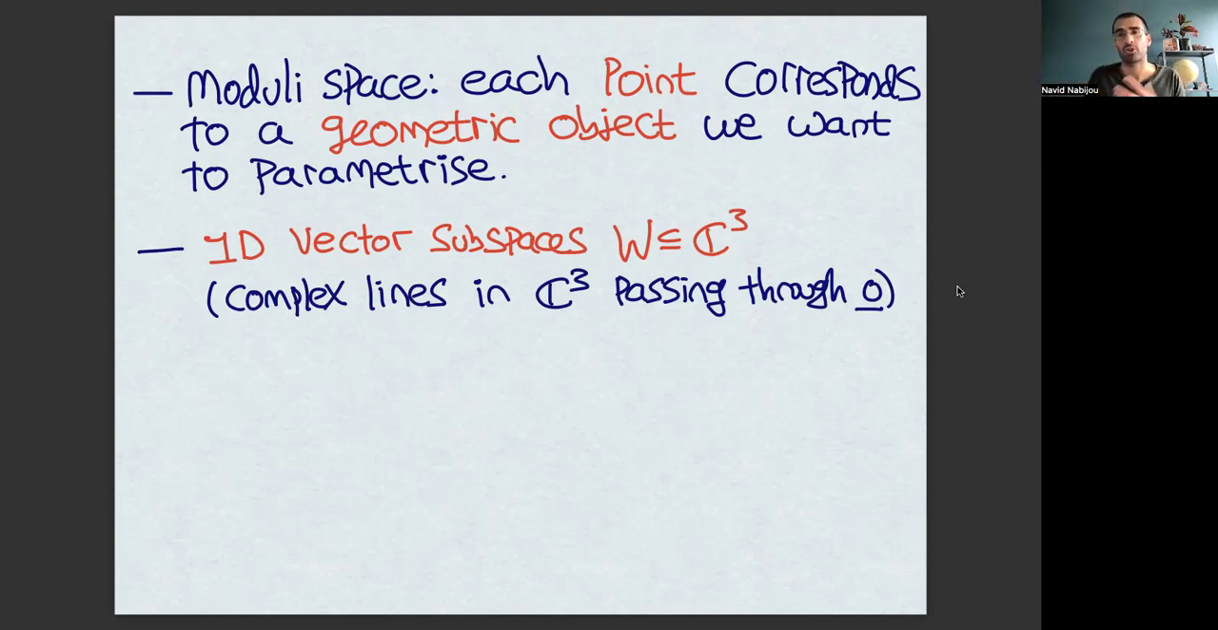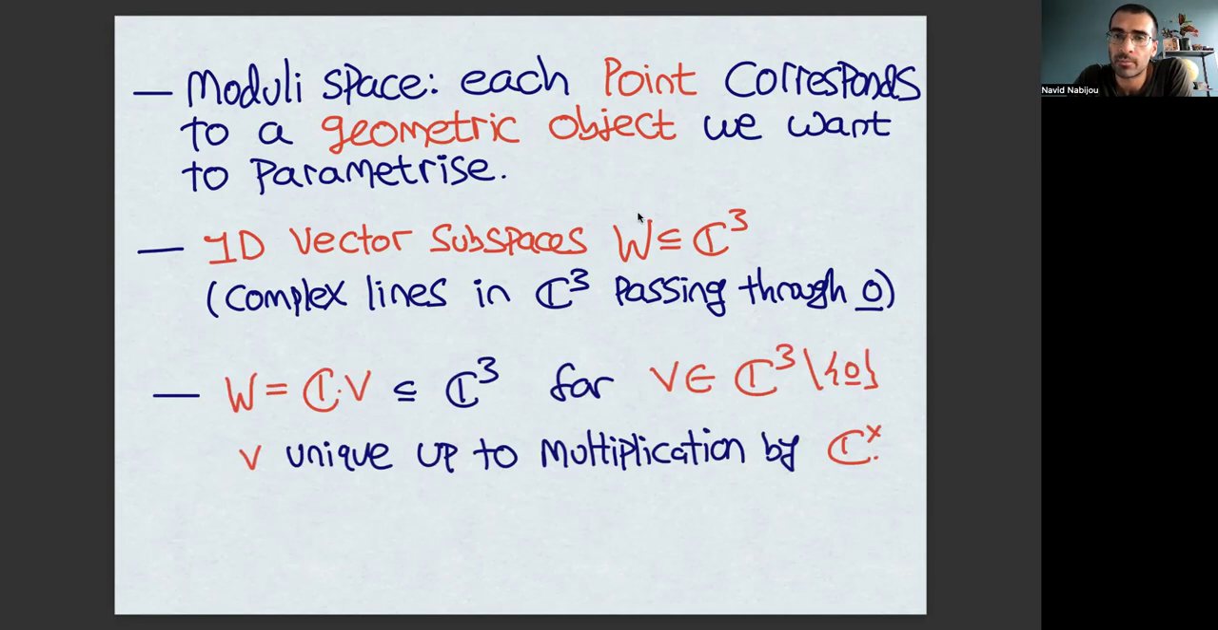And what I want to do is parameterize those. I want to find some space whose points correspond to those one-dimensional subspaces. In order to do that, I have to think about the information that I'm recording here. What information do I have to give you one of these subspaces? Well, every one-dimensional subspace can be written as being generated by a single vector, V, right? And that vector can be any element of C3 except for the zero element, because if I take the zero element, I won't get a one-dimensional subspace, I'll get a zero-dimensional subspace. But other than that, any non-zero element is fine. So I can take V to be any non-zero element.